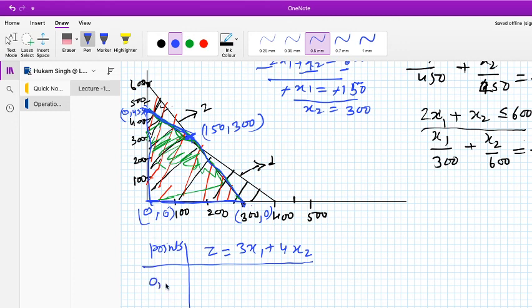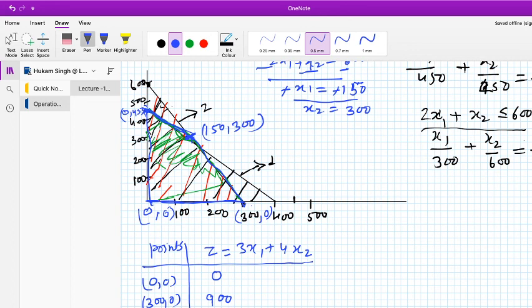So the first point that we're going to consider is 0, 0. So put x1 equals 0 and x2 equals 0. So the z value is going to be 0. The next point is 300, 0. So put x1 equals 300 and x2 equals 0 here. We're going to get z equals how much? 900. The next point is 0, 450. Put x1 equals 0 here and x2 equals 450 here. So z is going to be how much? 1800.